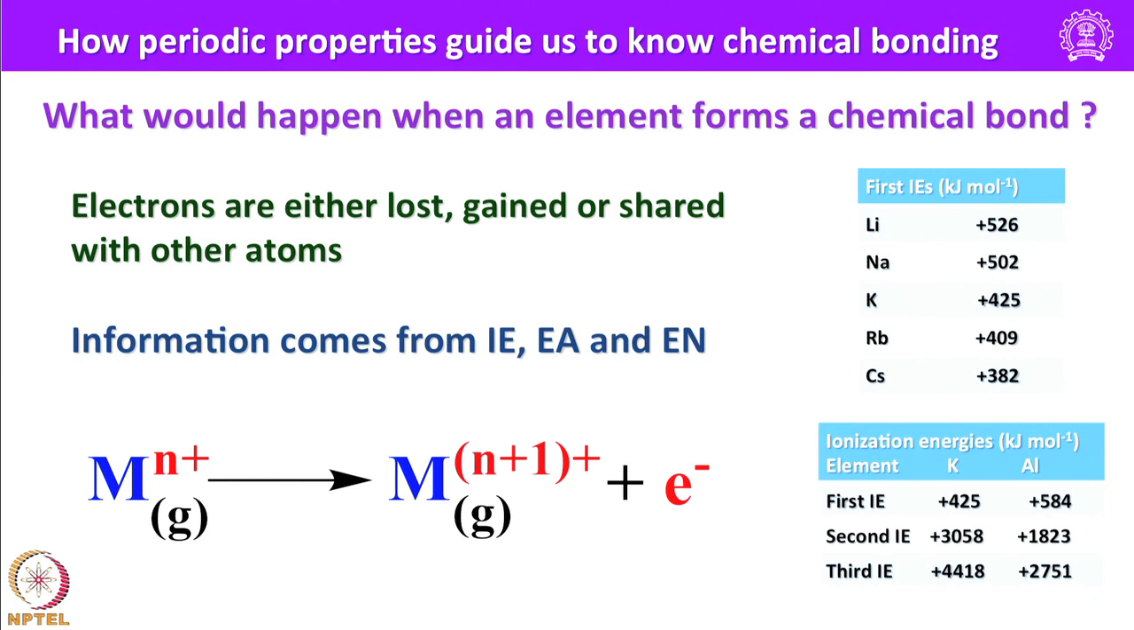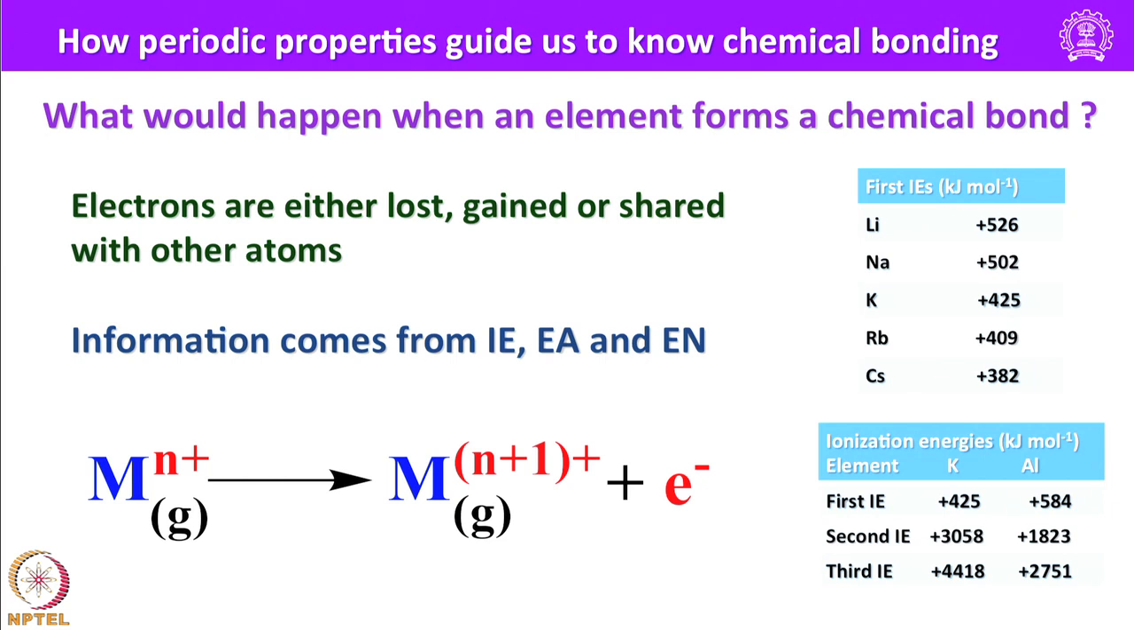That means when the first electron is removed from the gaseous atom, that is the first ionization energy, and then if you remove another electron from that one, that is called the second ionization energy, and if you remove the third electron from the valence shell, it is called the third ionization energy. So, these first, second and third ionization energies I have given here for 2 elements, potassium and aluminum.